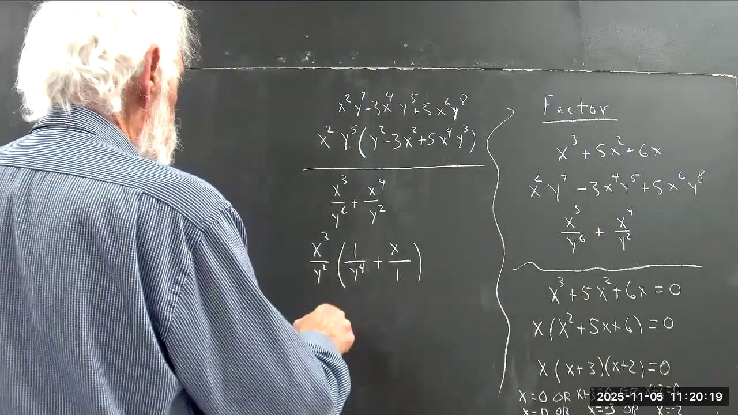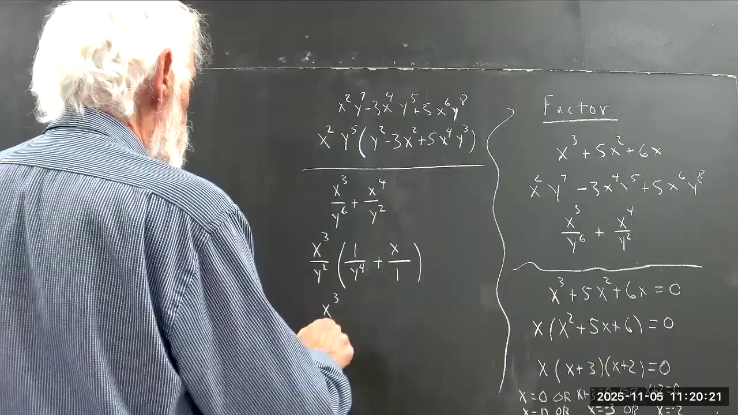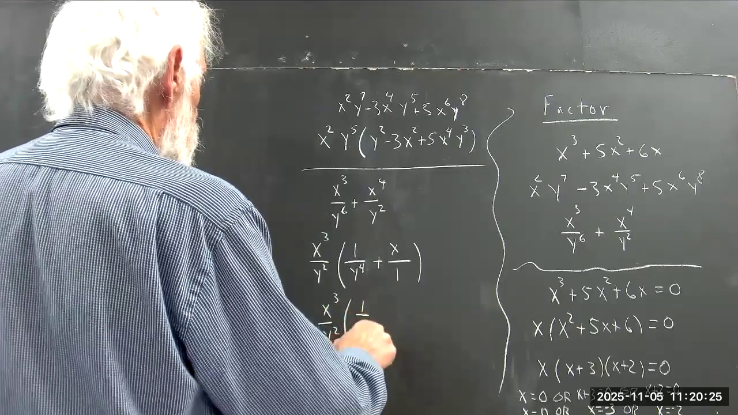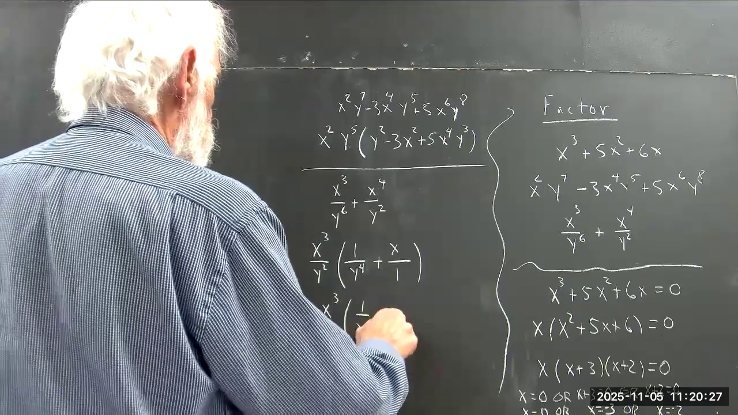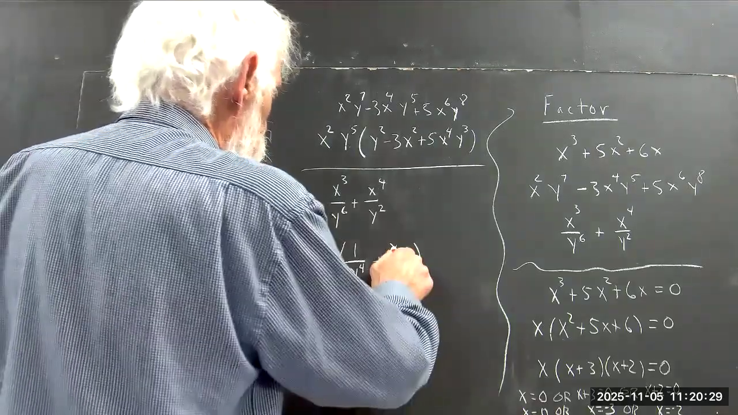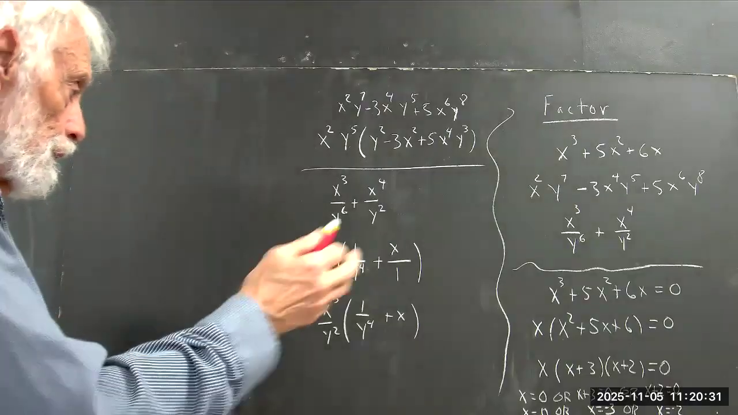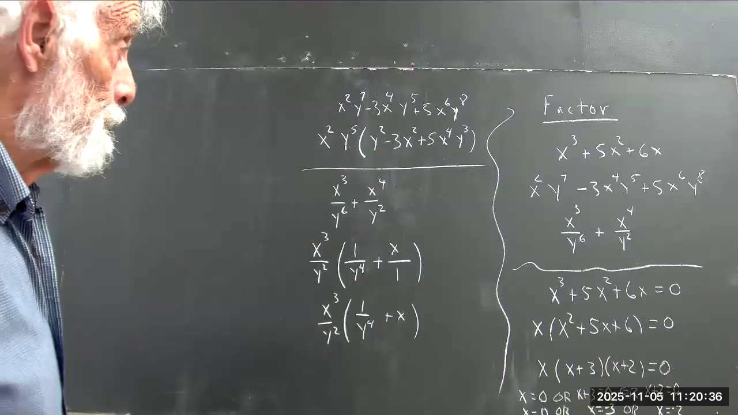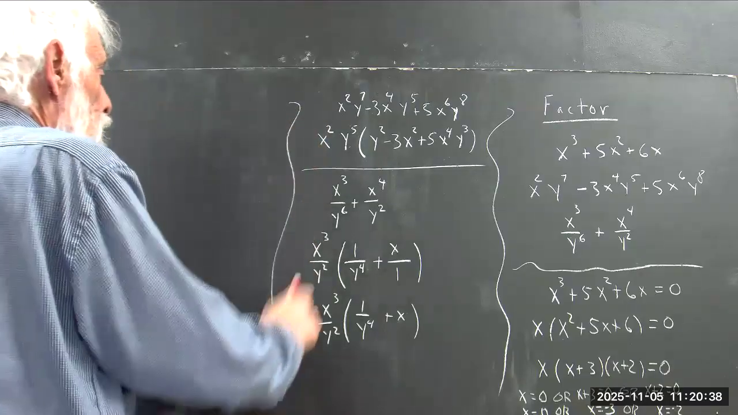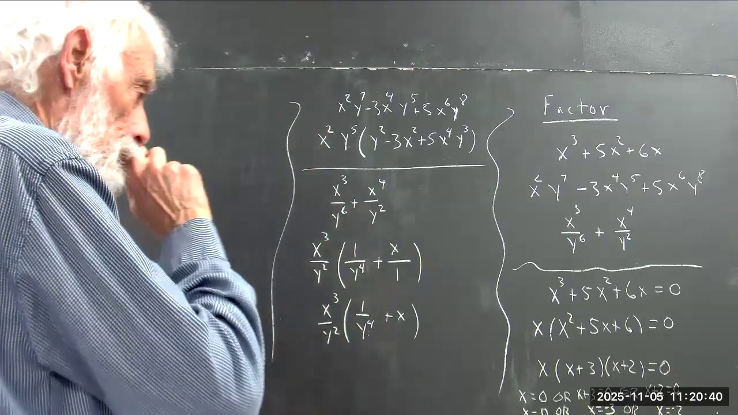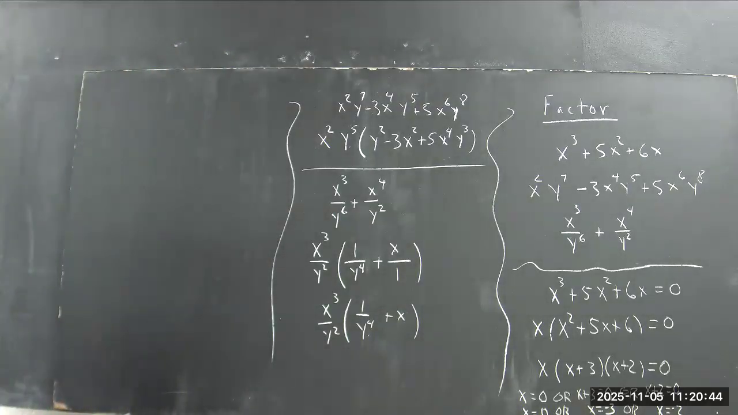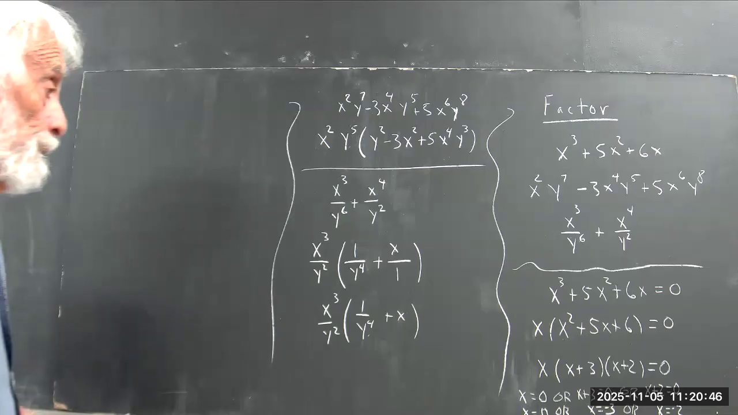So we get x cubed over y squared times 1 over y to the fourth plus x. We don't have to write the denominator 1. X over 1 is the same as x. All right. So this is a little bit new. You want to think about it. And you're going to encounter things like that. You're going to encounter expressions of that nature.